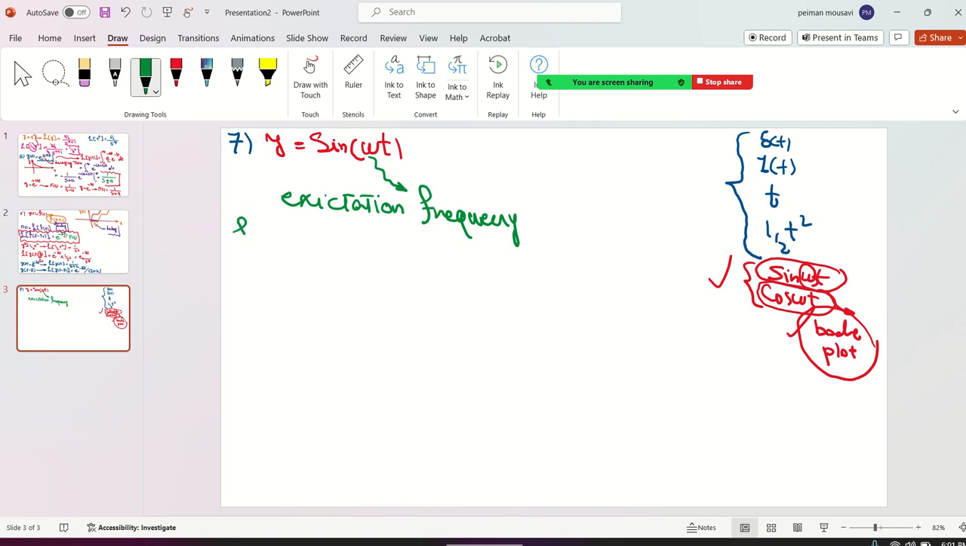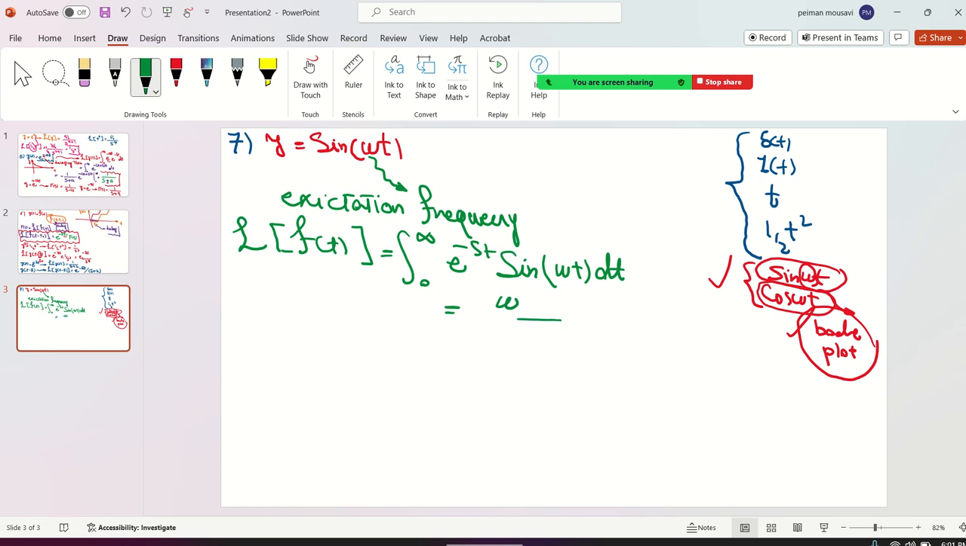So the Laplace of f(t) is going to be the integral from 0 to infinity of e^(-st) sine omega t dt. Again, you have to do integration by parts. I'm not doing that, so I give you the final answer: omega over s squared plus omega squared. Very good.